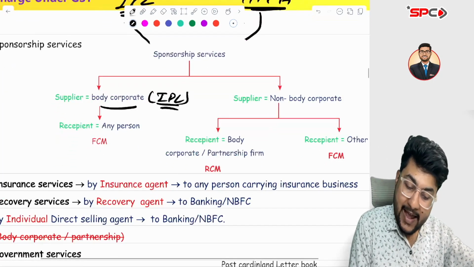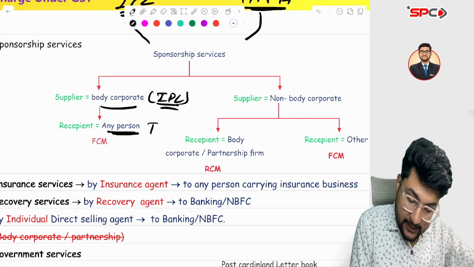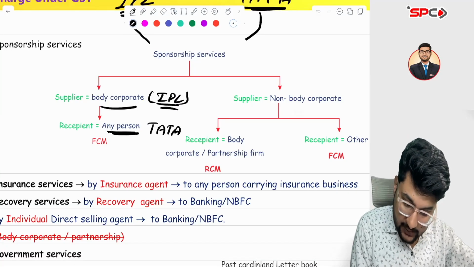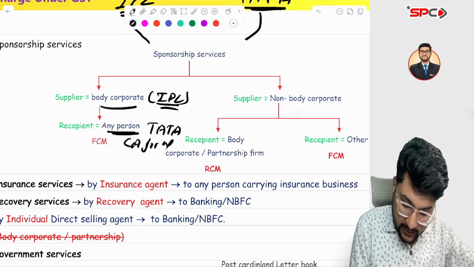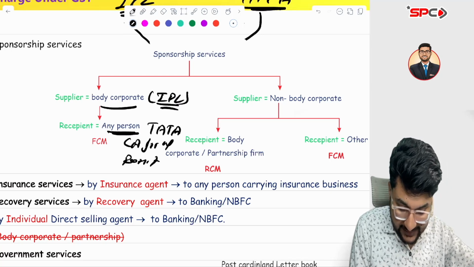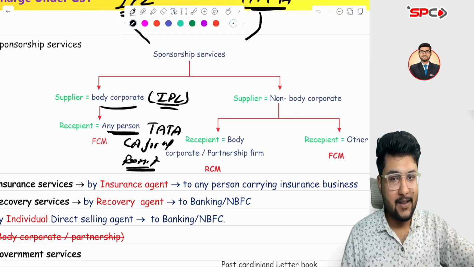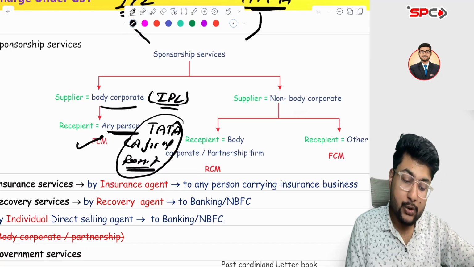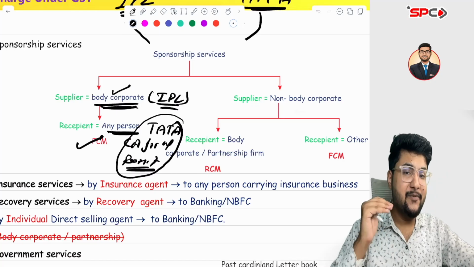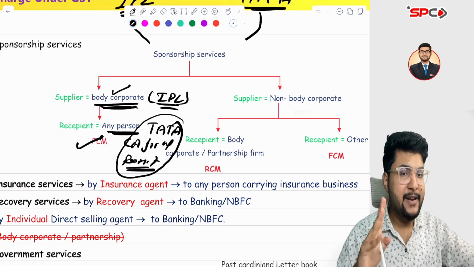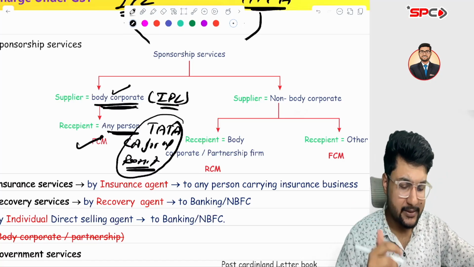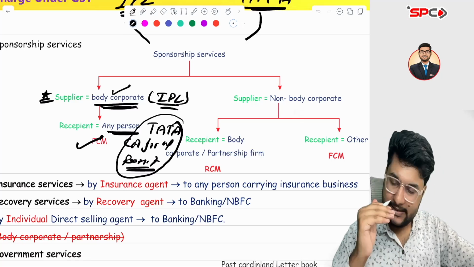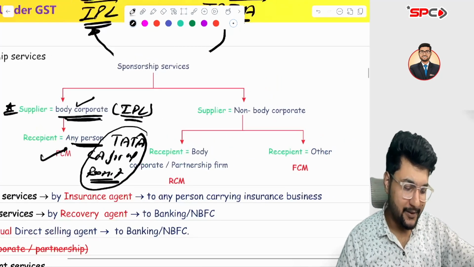Supply to any person, even Tata, even your CA firm, and even Rohit for sponsoring its indirect tax lecture. All these cases will be covered under forward charge, because a body corporate is a very big person and the ultimate responsibility will be on a bigger person. It's just a way to remember, since bigger persons have bigger responsibility.